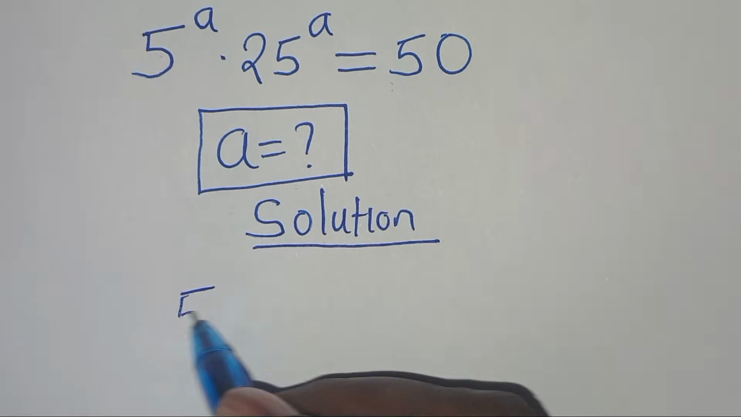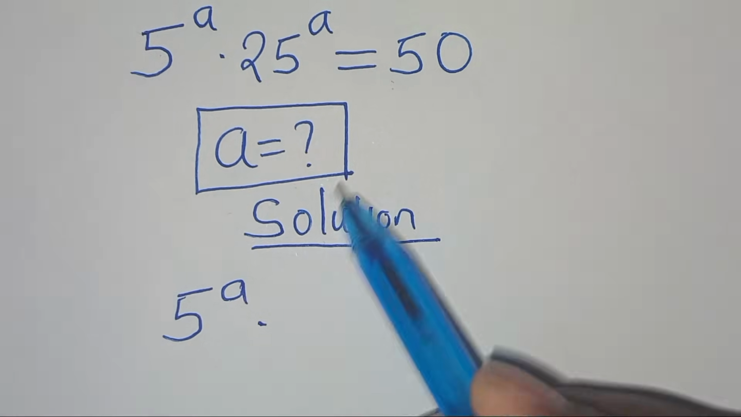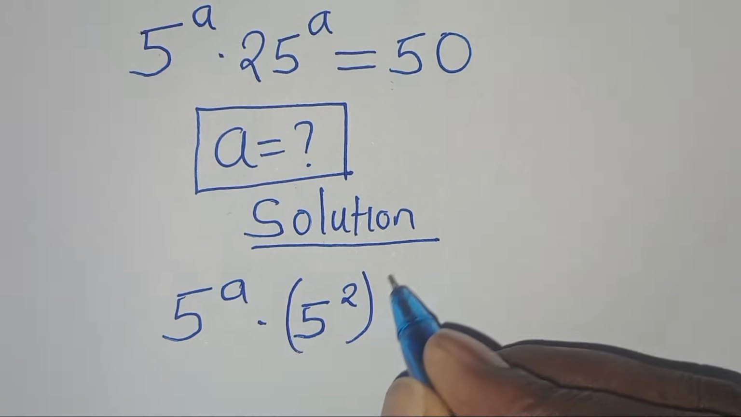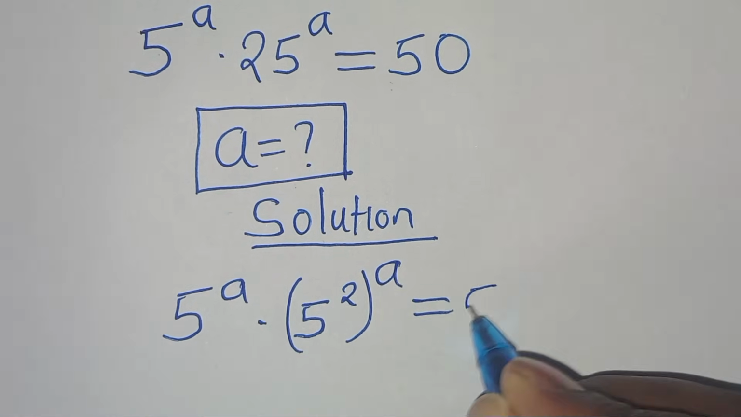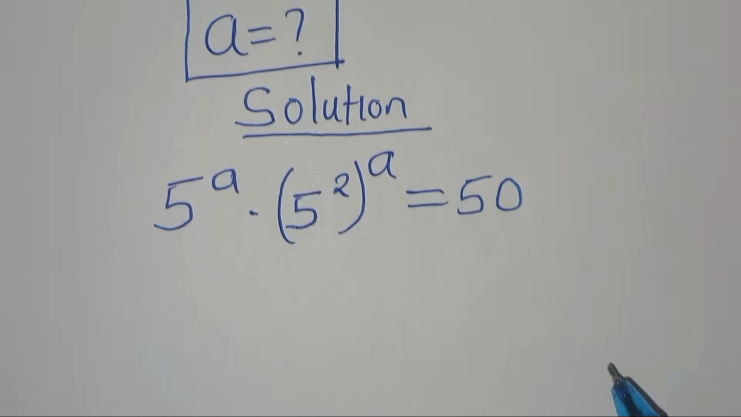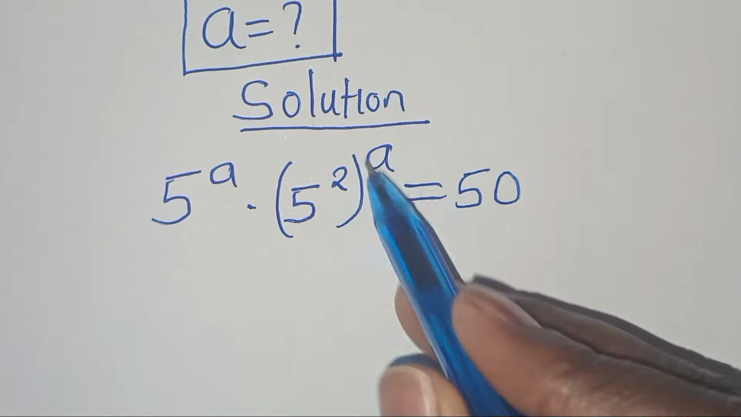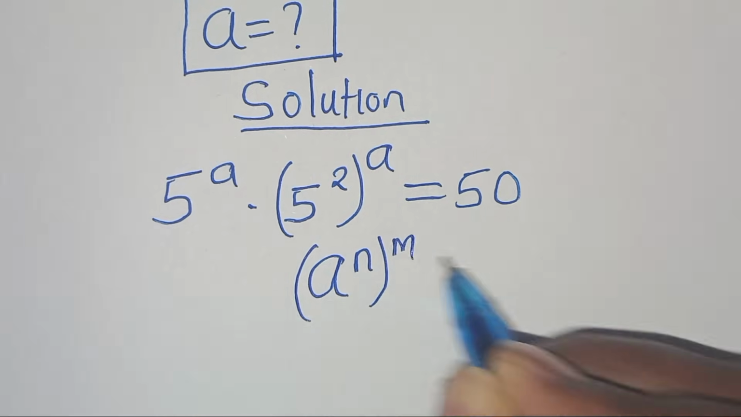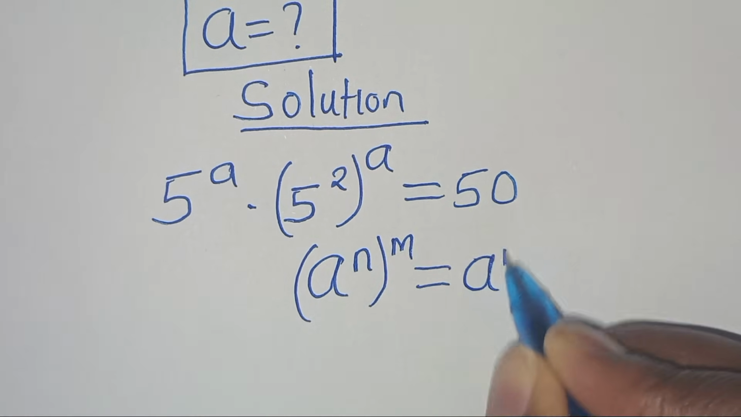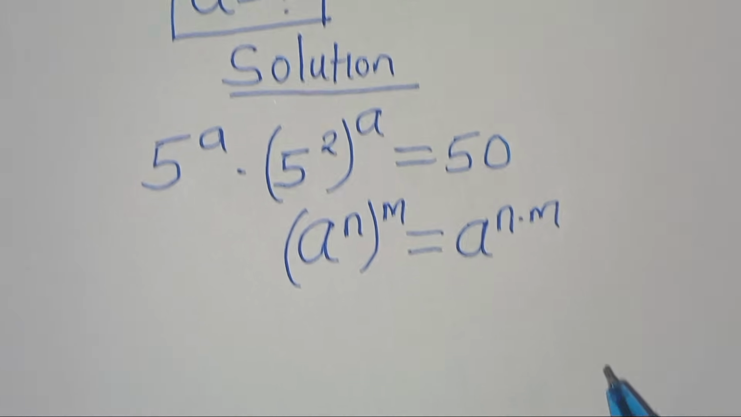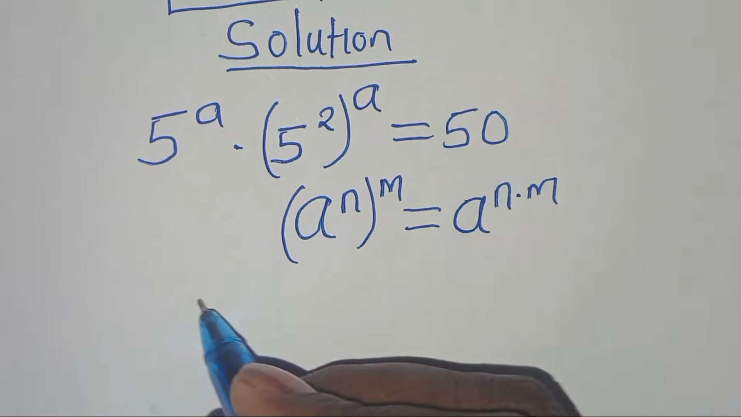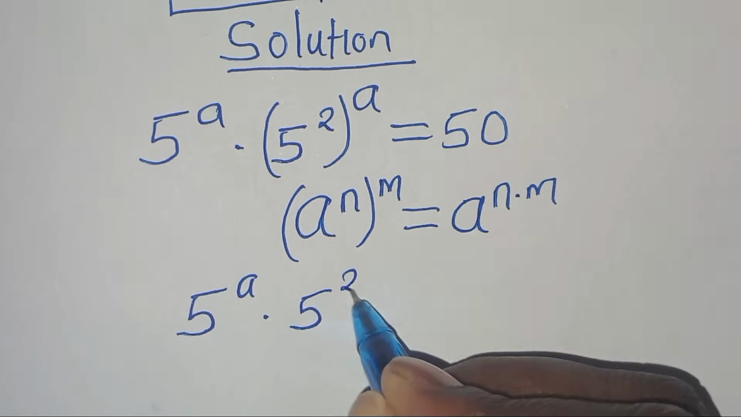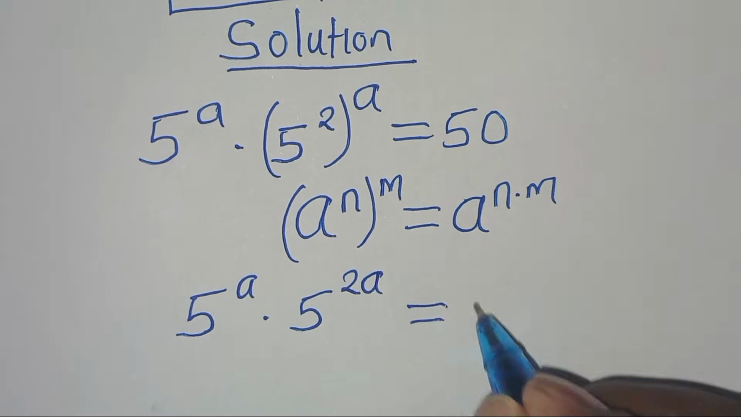So we have 5 to the power of a multiplying by 25, which we can express as 5 to the power of 2, then raised to the power of a. This is equal to 50. Now, 5 to the power of 2 to the power of a is in the form of a to the power of n, raised to the power of m, which we can express as a to the power of n multiplied by m. Applying this exponent property, here we have 5 to the power of a times 5 to the power of 2a. This is equal to 50.